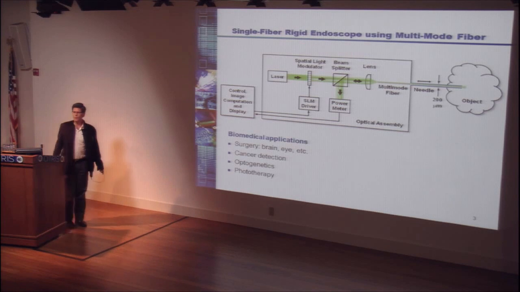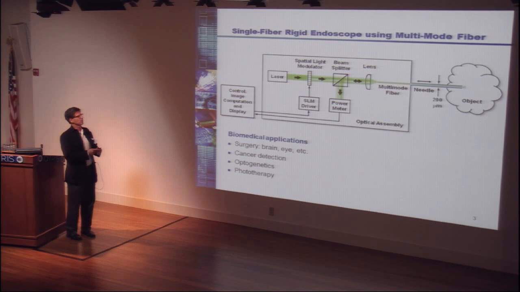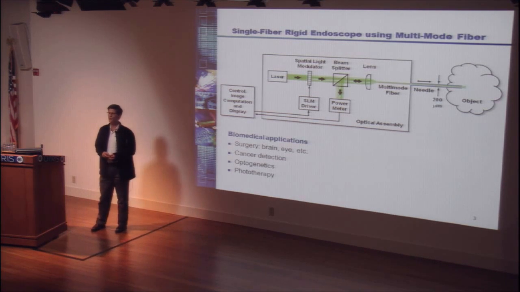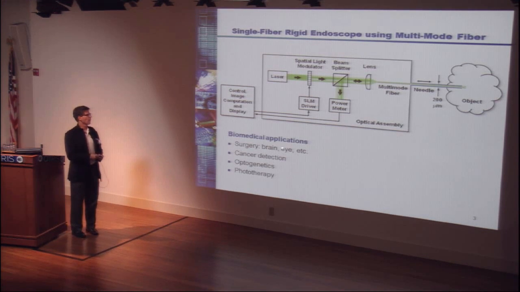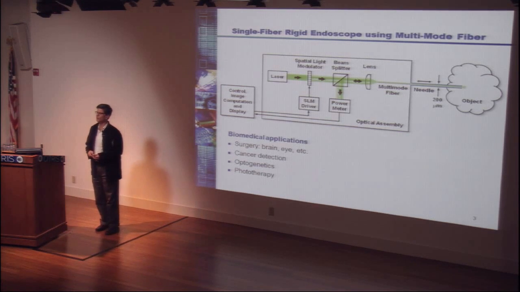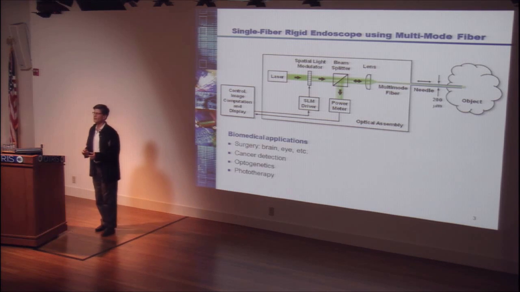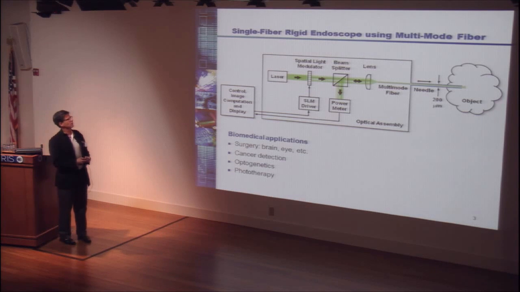So the goal of what we're talking about is to make an endoscope that just operates with a single fiber. So you basically put a fiber, it's a multimode fiber, and you put it in a needle. And then you can imagine that you might use this for imaging in someone's brain or inside of their eye or in other parts of the body, and you could use it during surgery or for cancer detection or other kinds of studies. And let me explain the principle by which this works.